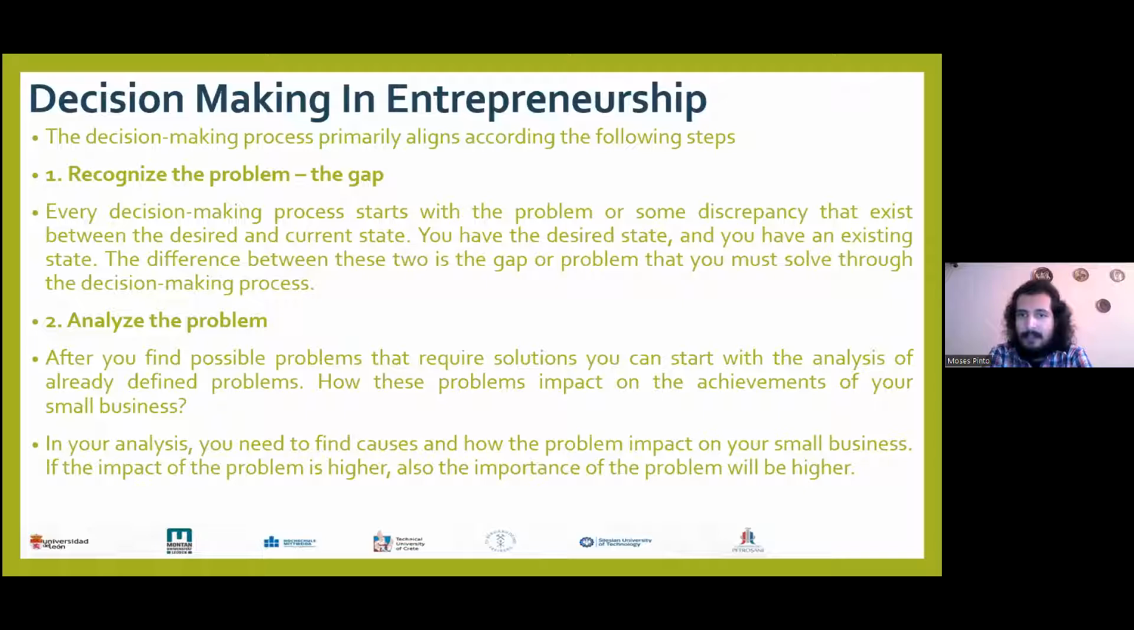And you also have the desired state and the existing state. So there is something which you want to improve and there is the way things are. The difference between these two states, that is where we want to be and where we are at present, is the gap or the problem. And this gap is what the entrepreneur tries to solve through decision-making processes.